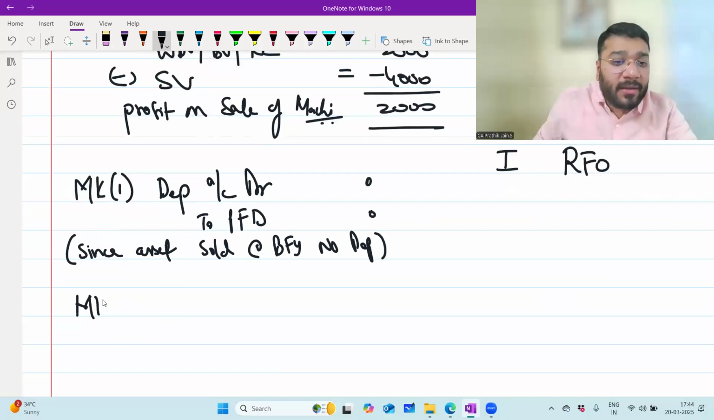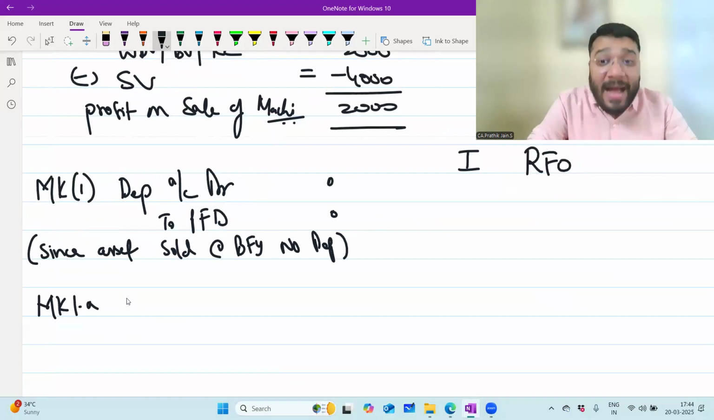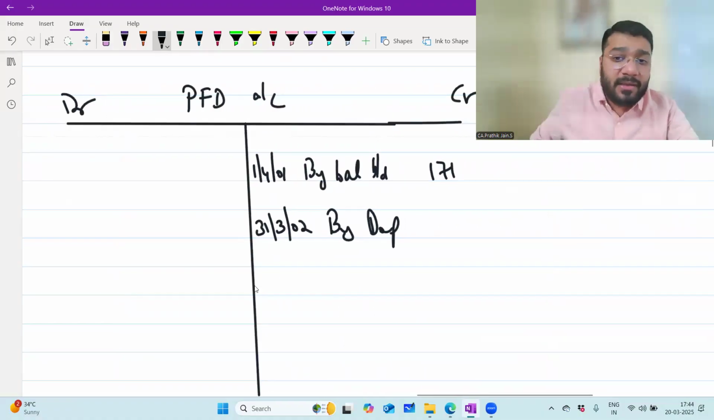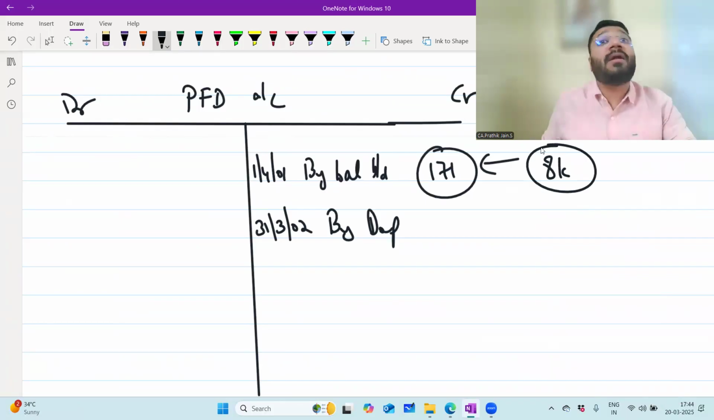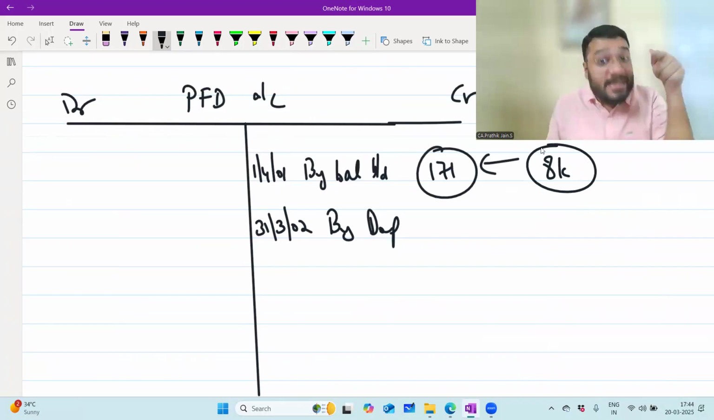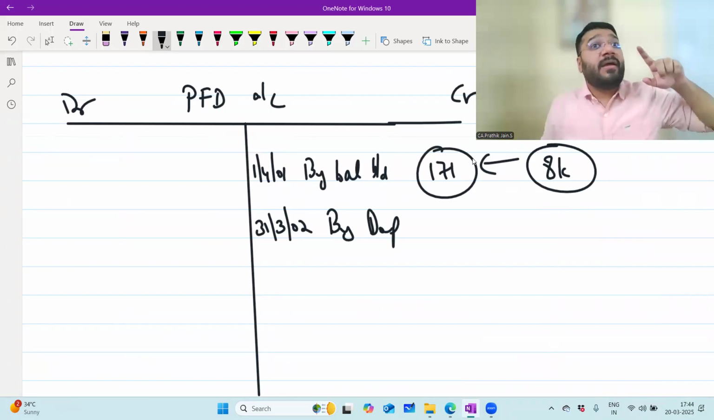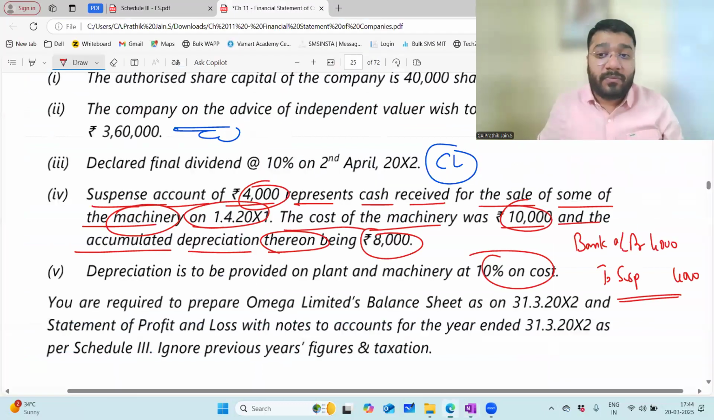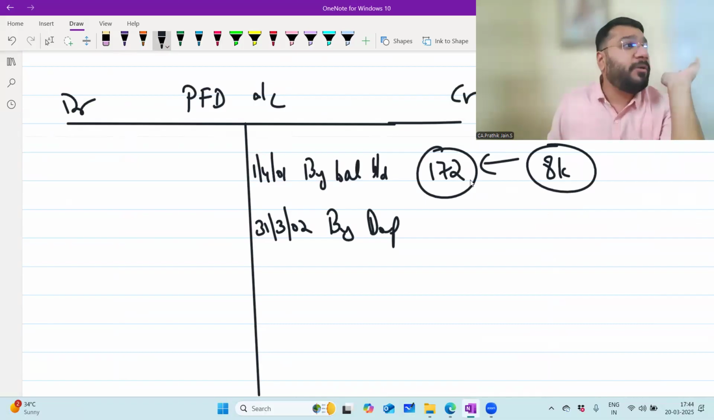Now, what does monkey 1A entry mean? Whatever depreciation is accumulated, that I need to remove from the PFD account. In this, you have accumulated depreciation, no? I'm saying that in this 172, 8,000 accumulated depreciation of the machine that is sold is included. Okay, no problem.